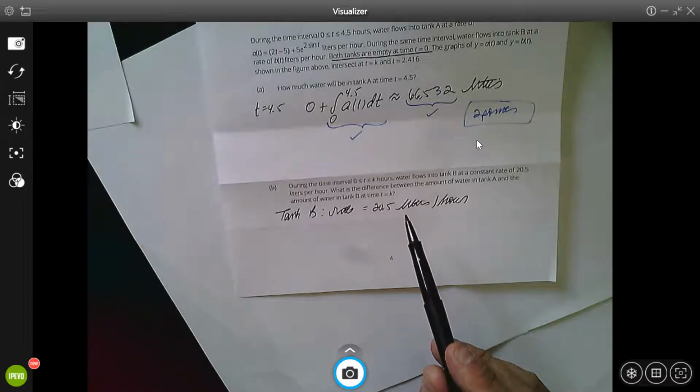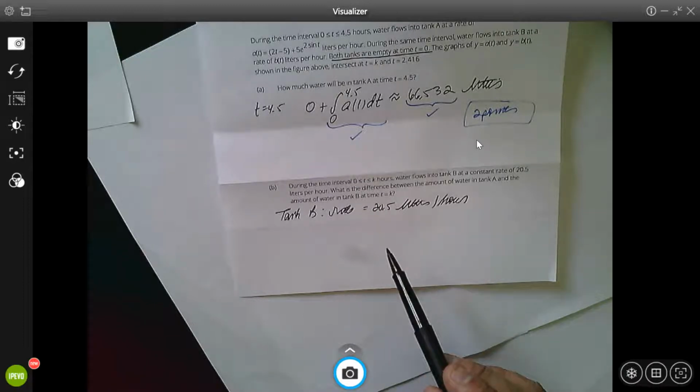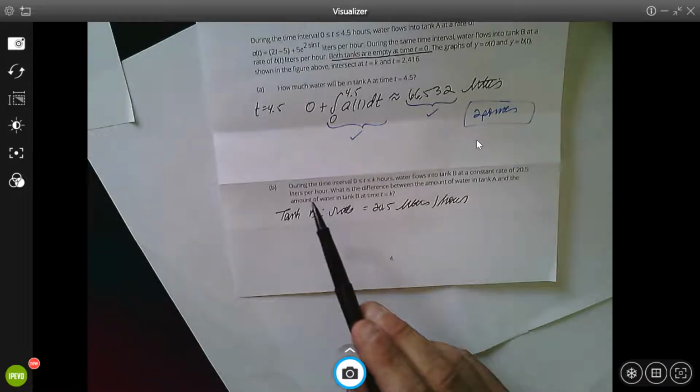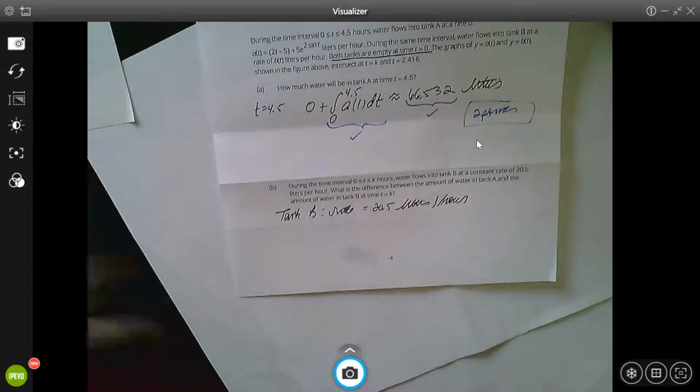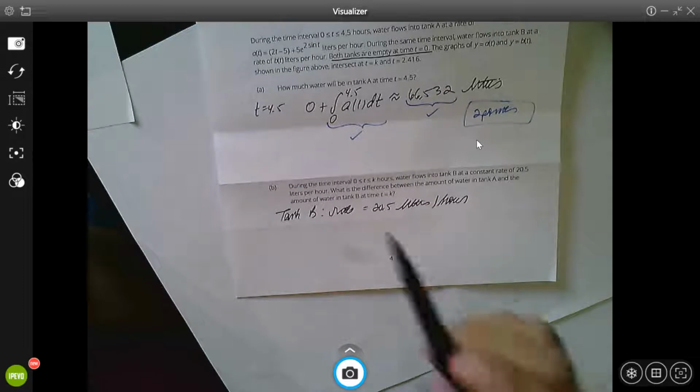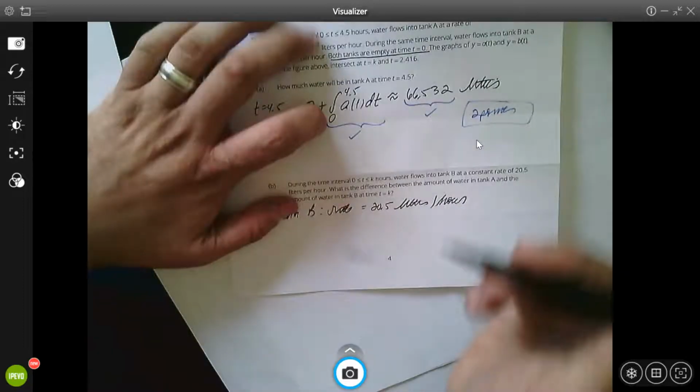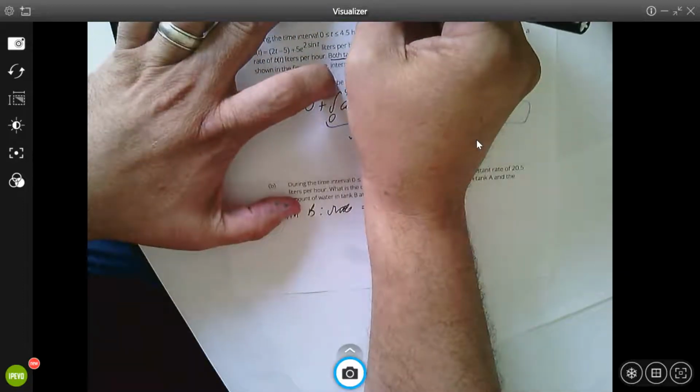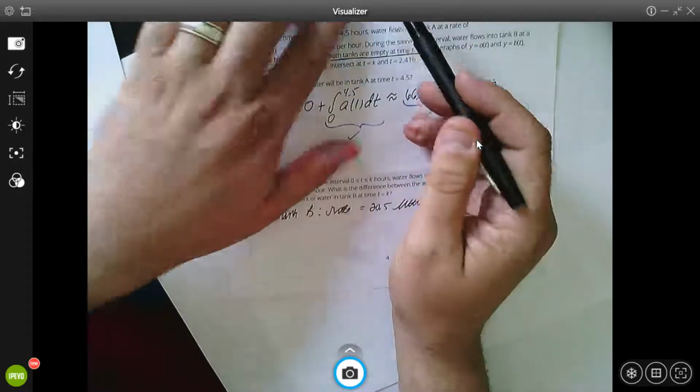Well, how are we going to figure this out? During the time interval 0 ≤ t ≤ k hours, water flows into tank B at a rate of 20.5 liters per hour. Okay, that's my constant rate. What's the difference between the amount of water in tank A and tank B at time t = k? Well, what was the significance of k? The significance of k is your intersection point here.